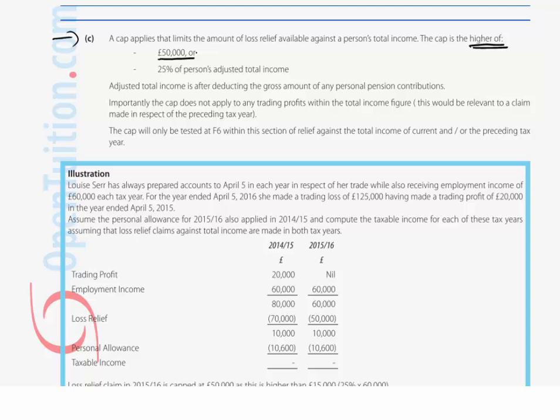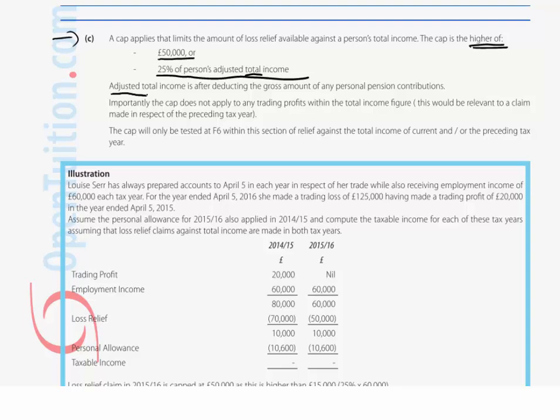But if higher, it is unlikely that it would be a figure of 25% of the person's adjusted total income. Now, that's a new expression. We haven't seen that one before. You have seen an expression, adjusted net income. That net income, of course, is the figure of income prior to deduction of our personal allowance. And adjusted net income, if you recall, back in Chapter 2, was after we had made a couple of deductions from net income, one of which, and it's applicable here, was the deduction of the gross amount of any personal pension contributions.